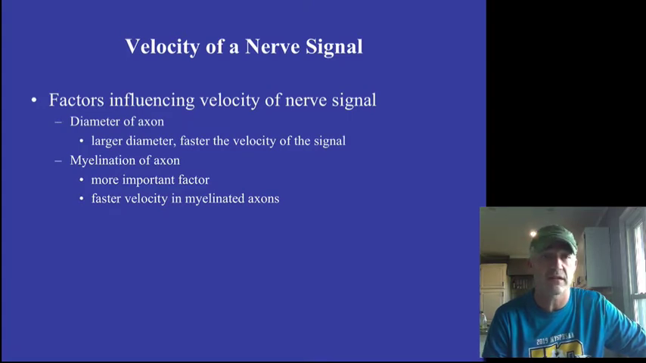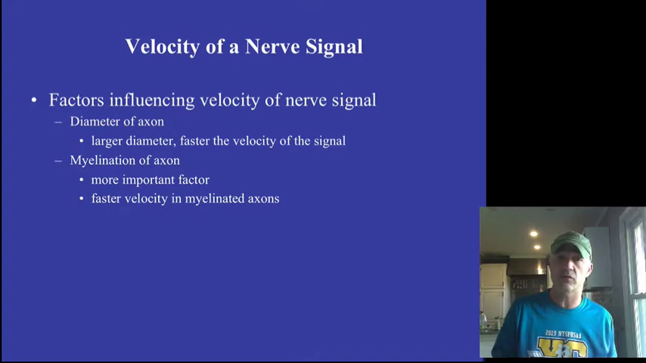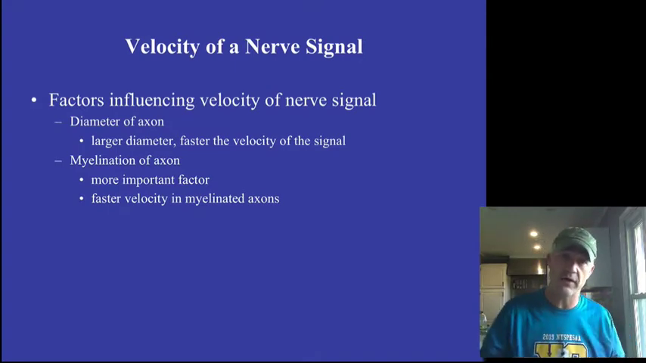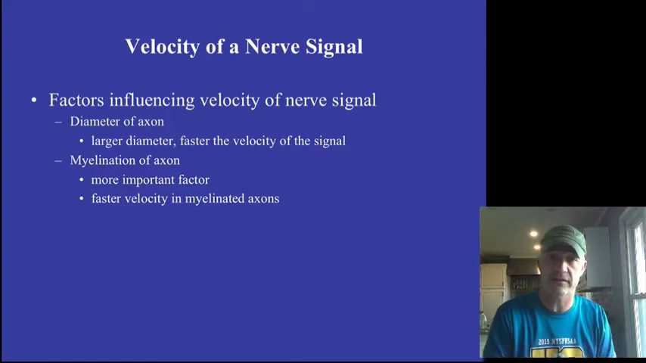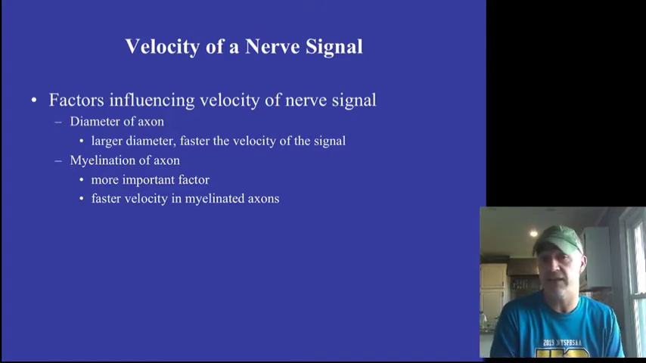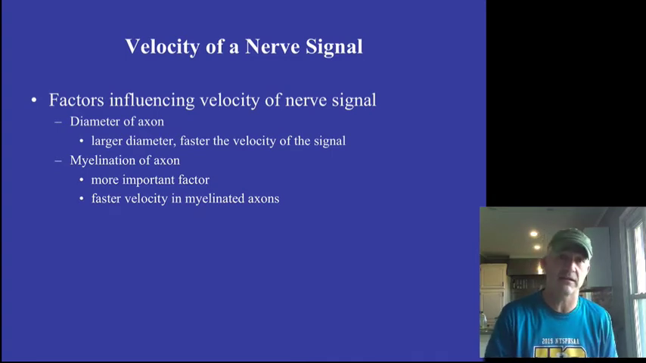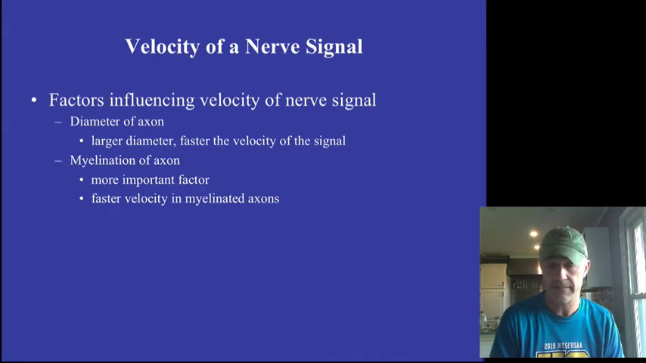One of these is the diameter of the axon. The larger the diameter, the faster the signal moves. It's kind of like a hallway. The bigger the hallway, the more people can travel through it. The wider the crosswalk, the more people can cross it. The other thing is myelination. That's actually much more important. We're definitely going to see faster action potentials in these myelinated axons.